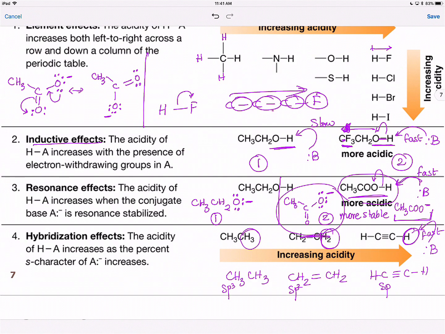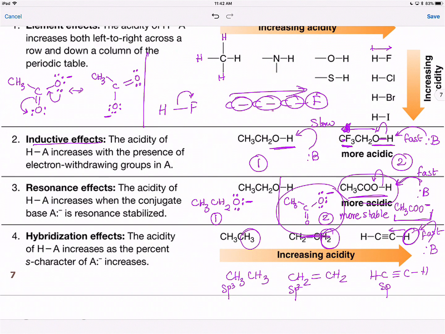Which one has greater percent S character? sp. What's the percent S character in sp? 50. Why am I making a big deal about the percent S character? It's closest to the nucleus. S orbital is the closest orbital to the nucleus. So in an sp hybridized carbon, you have 50% S character, which means it's going to look 50% like S, compared to sp2, which only looks 33%, sp3, which only looks 25% like S. Okay, so an sp orbital is the closest to the nucleus. So the nucleus is going to pull the electrons towards it. That carbon is really electronegative, which makes that bond really polar, and you can knock out that hydrogen.